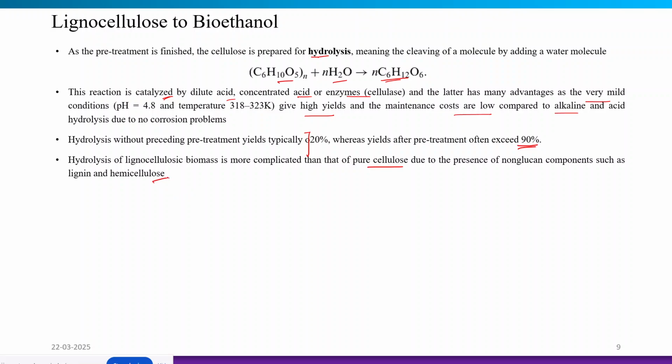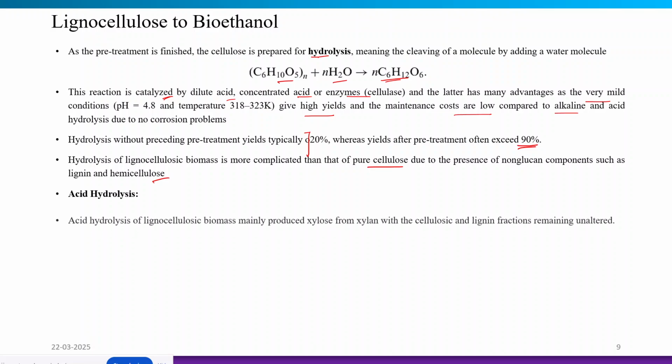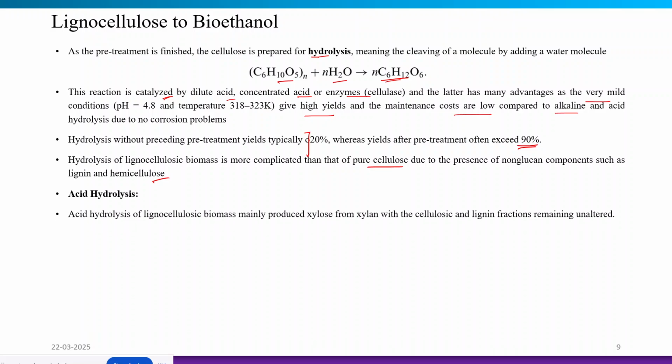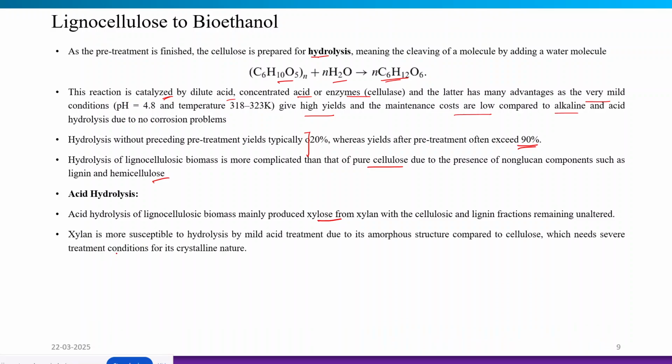These are very difficult to decompose. So first one, the category, that is the acid hydrolysis, where different acids, mostly sulfuric acid, are used as a catalyst for the hydrolysis of the lignocellulosic content. So this acid hydrolysis mainly produces xylose from the xylan, with cellulosic and lignin fractions remaining unaltered in the acid hydrolysis.